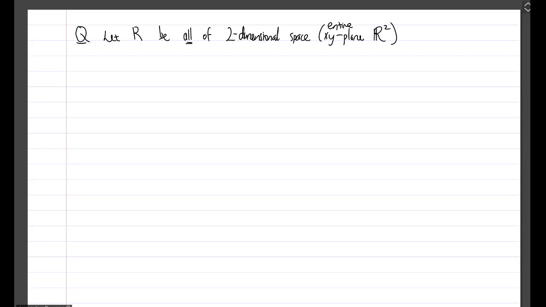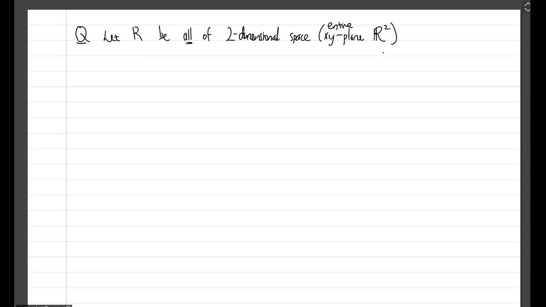Let capital R be all of two-dimensional space. That is the entire xy plane, the whole thing. Some of you might have seen a notation that looks like this. If not, don't worry about it. This R, regular R, is that kind of R squared.